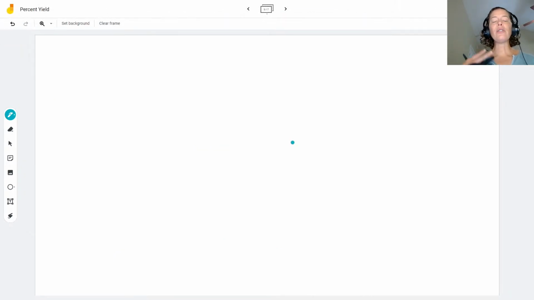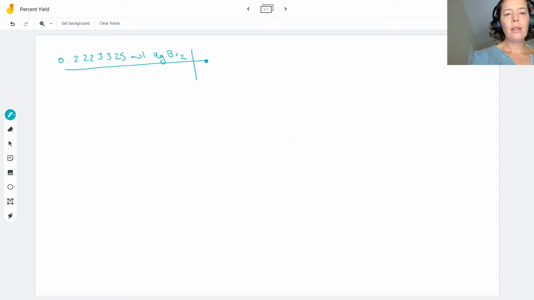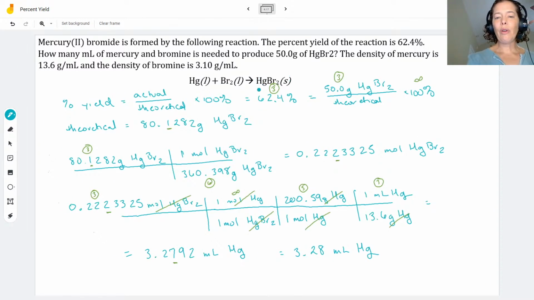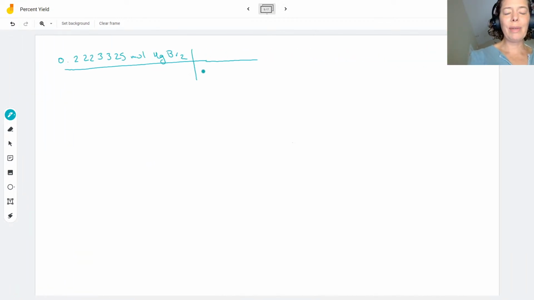Okay, so still starting with my moles of mercury 2 bromide. This is why I converted to mercury 2 bromide. So let's start with this. 2, 2, 3, 3, 2, 5. That is my moles of mercury 2 bromide. So using my stoichiometric ratio this time, I'm going from mercury 2 bromide to bromine, but again, it's a 1-to-1 ratio, so it makes it really easy. So let's get that in.